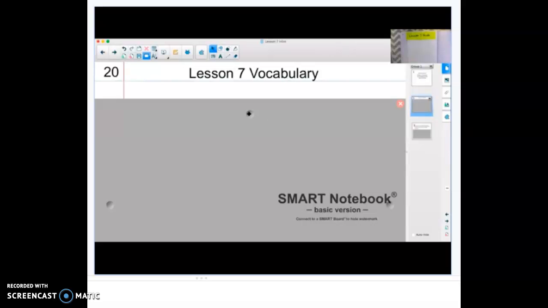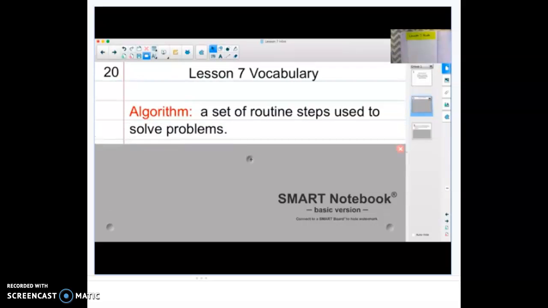So the first term that I want you to write down is algorithm. Algorithm is a set of routine steps used to solve problems. You were following an algorithm when you were finding the area of combined shapes. That's where you had to find the area of each individual shape and then add those together. That was an algorithm. So an algorithm is a set of routine steps used to solve problems.